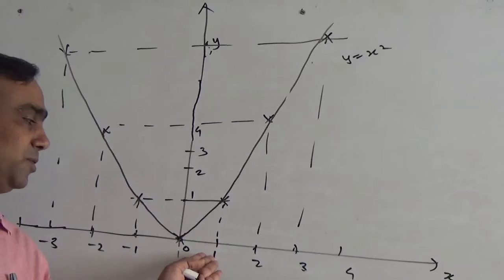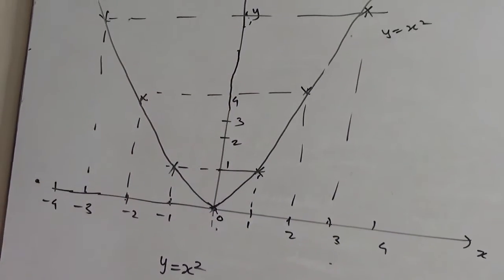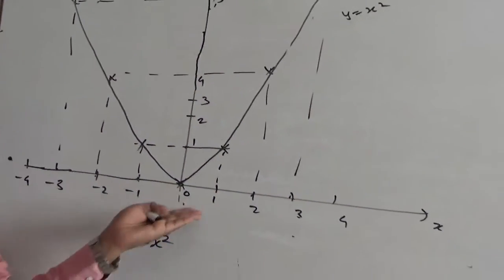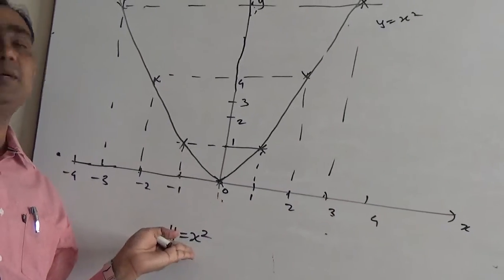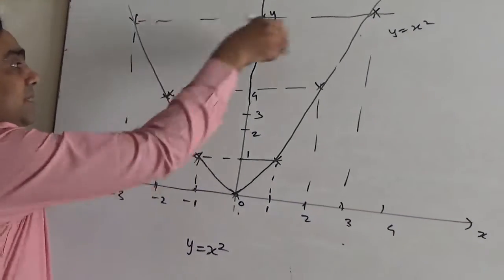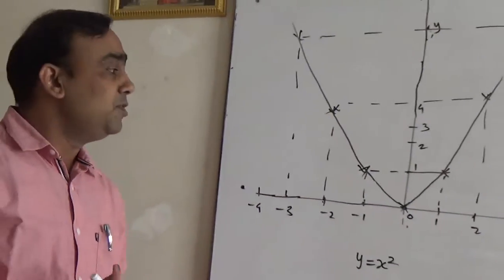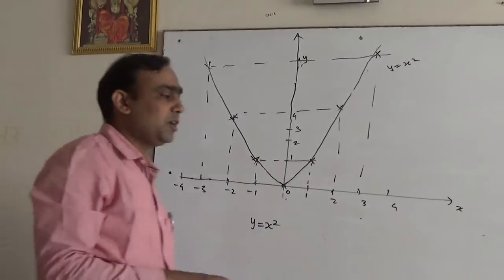Go on putting different values of x, and get the corresponding values of y. Take the values of x, put them in, and you will get the values of y. You will get the points like this, and just connect these points, you will get the graph of the function. So in this way we can plot the graph.